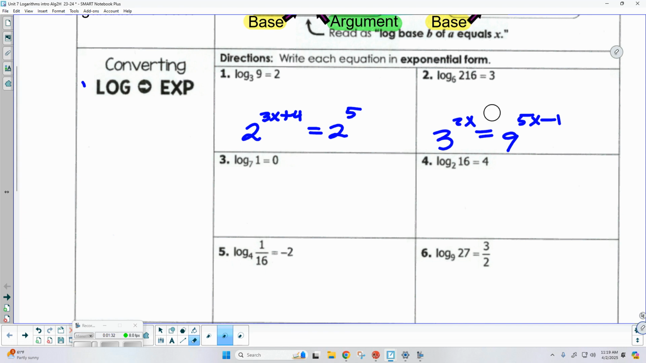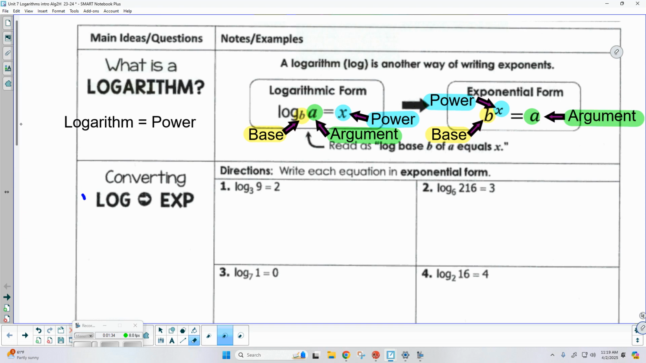Okay, well, good. Let's see what we've got here. We are going to start talking about logarithms. So if everybody's ready, we're going to go ahead and log on. I've got jokes this week.